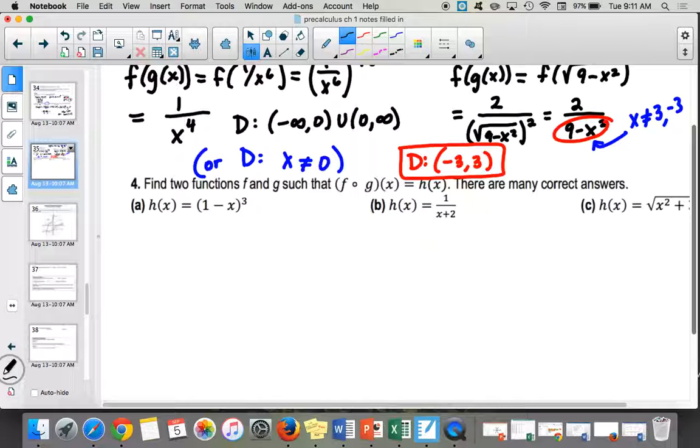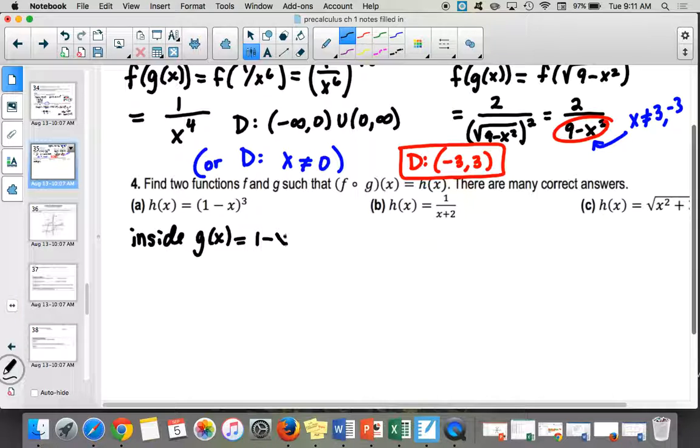All right, here's the thing. When we're writing something as like f of g of x, we're worried about an inside function. Okay, so what I want you to do is look at this and tell me what's on the inside. So for part A, what's on the inside? 1 minus x. So I didn't even have to say inside of the parentheses or anything. You guys got that the inside was 1 minus x. Does that make sense?